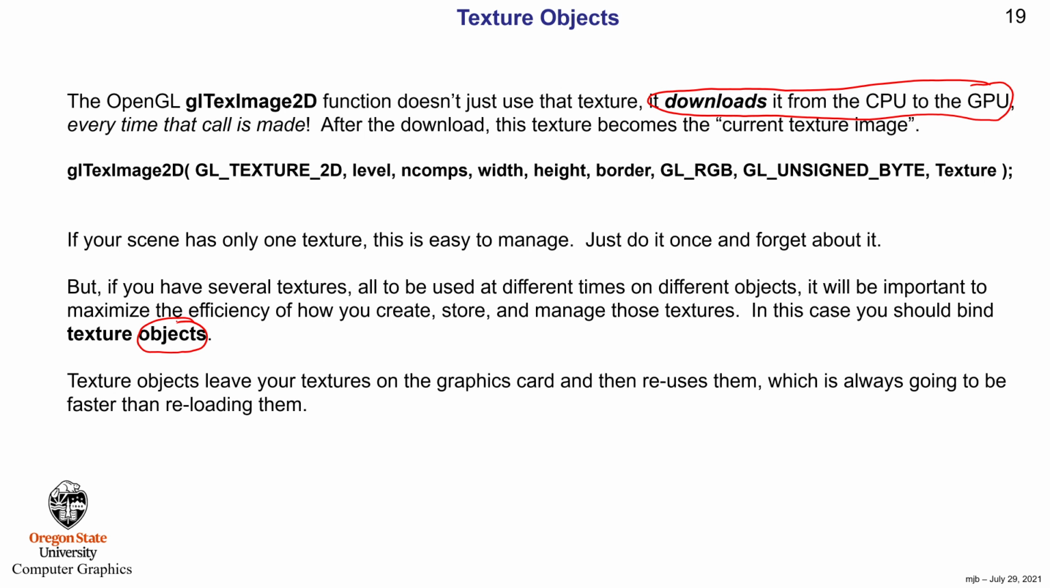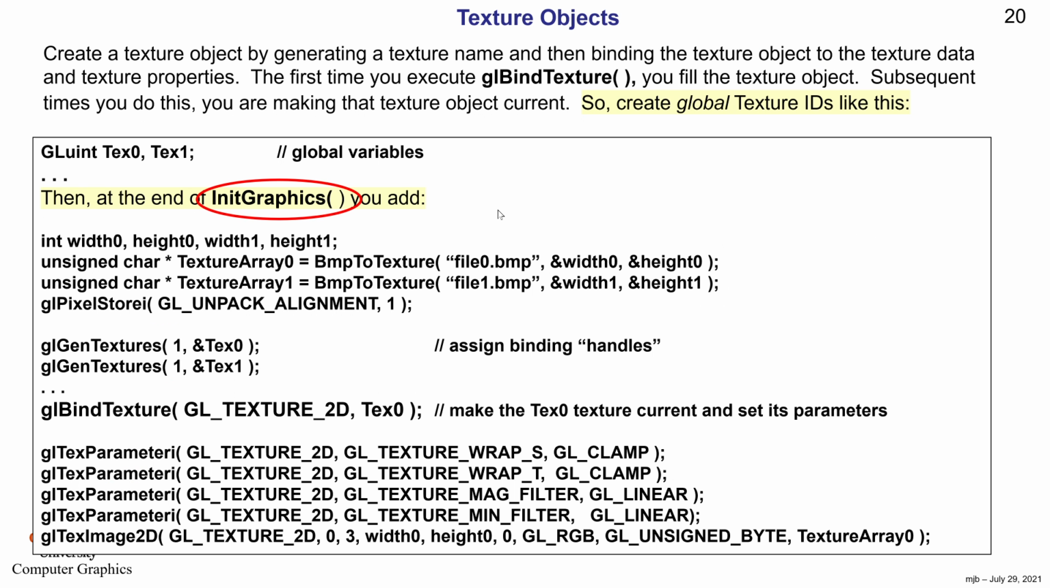Display lists, if this had happened earlier, would have been called display objects. They should have been called display objects. But anyway, texture objects means you can store textures on the GPU and then simply call them up, just like we do with display lists.